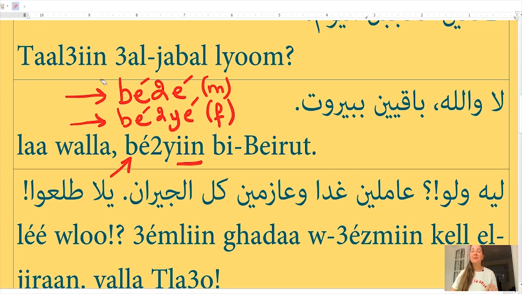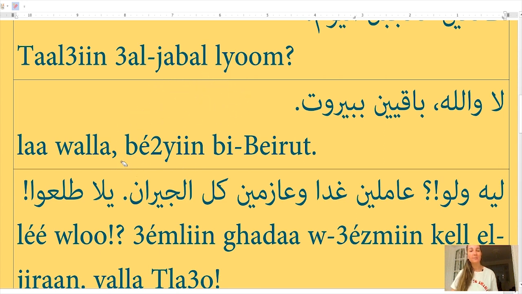But of course, in this context, I didn't mean to say the stayers, but I meant to say we are staying, in the plural. "La walla", no, not really. "La walla, be'in." Be'in in this context means we are staying. "Baqyin bi Beirut." "Bi" means in and Beirut means Beirut, the city. So "la walla baqyin bi Beirut", not really, we're staying in Beirut. So "tale'in 'al-jabal al-yom", are you going up to the mountains today? "La walla baqyin bi Beirut." Not really, we're staying in Beirut.